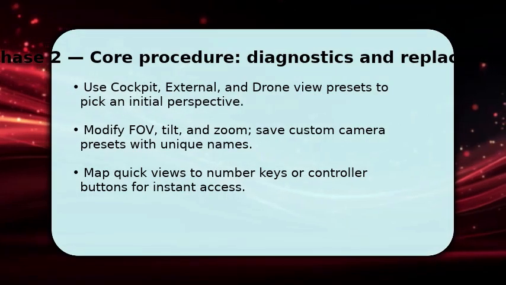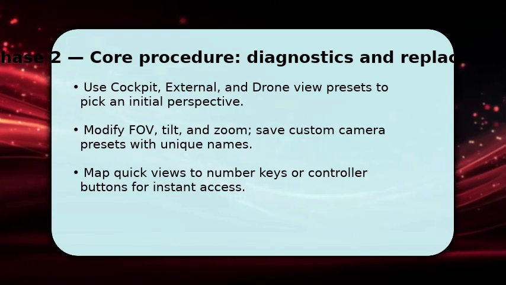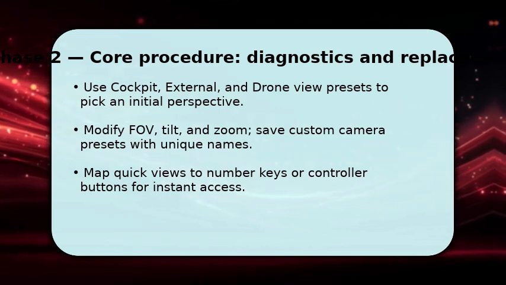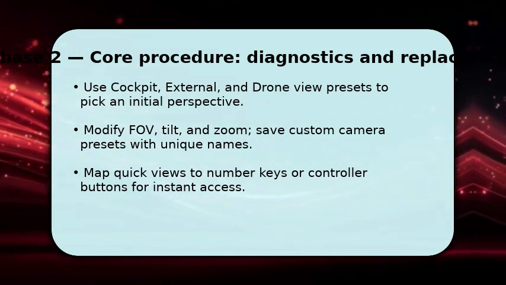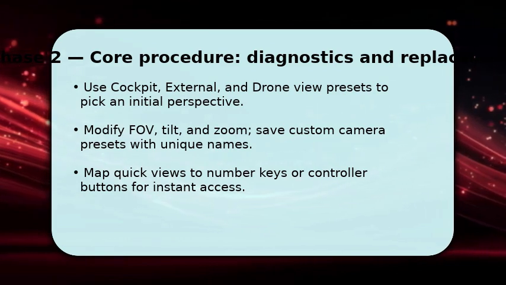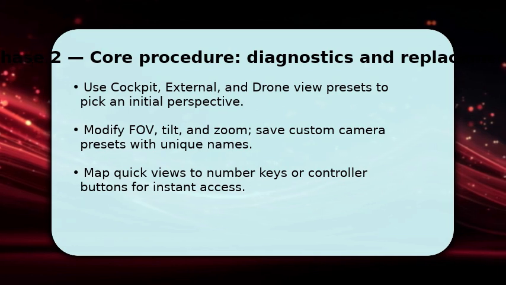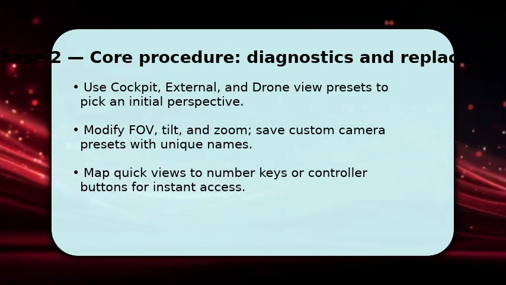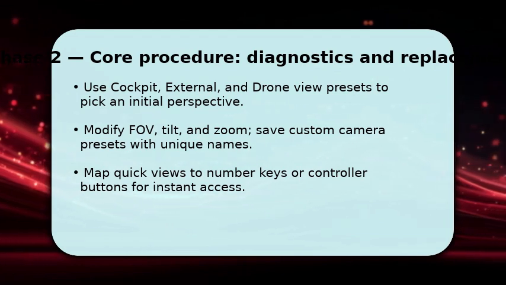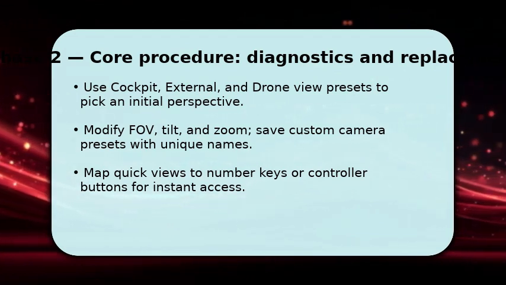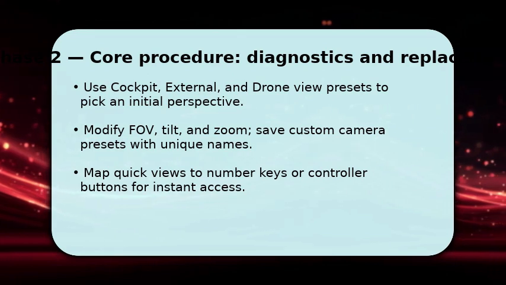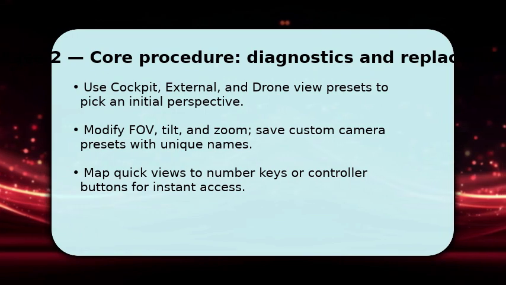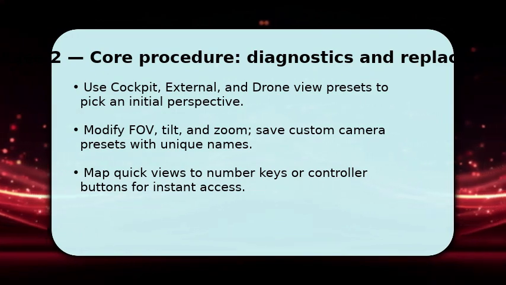Next, customize the views you'll actually use in flight so you can focus on flying, not fiddling. Open Cockpit or External, then tweak FOV, tilt, and zoom to match your preference. Saving each configuration as a custom camera preset gives you repeatable results. For efficiency, map quick views to number keys or controller buttons. This makes switching instant. Also adjust head tracking or mouse look sensitivity once calibrated. These settings keep your head movements natural and predictable during maneuvers.